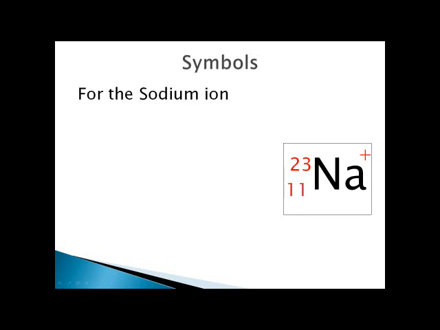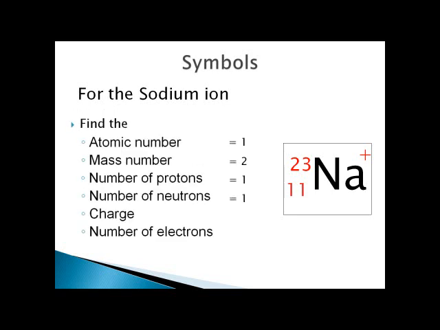Chemists also have ions. Here we have the symbol for the sodium ion. Notice the plus charge to the upper right. Well, the atomic number is 11, the mass number is 23, there are 11 protons, and there are 12 neutrons. And the charge is +1.